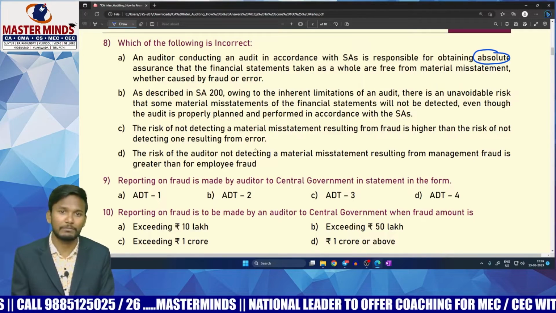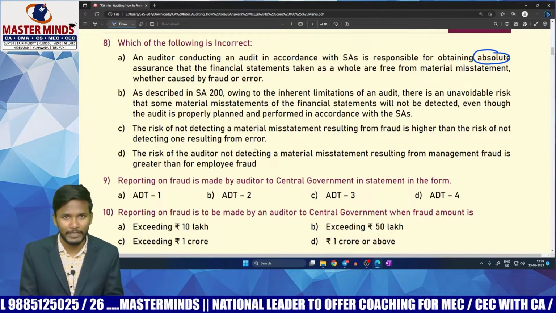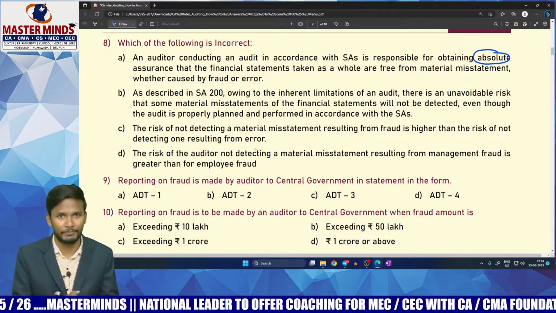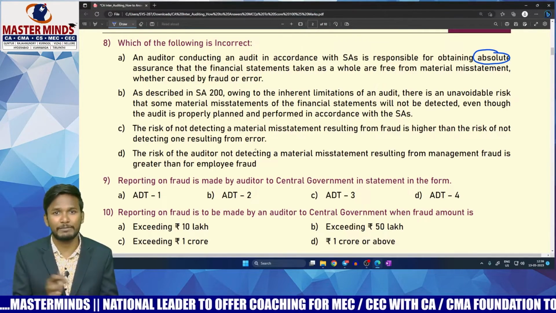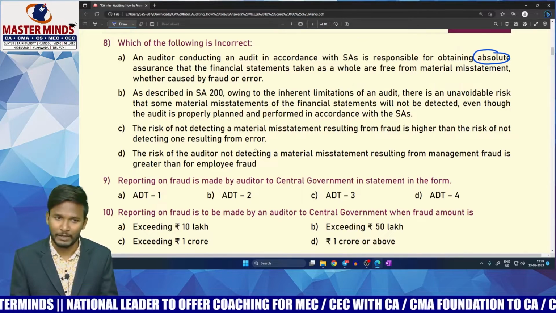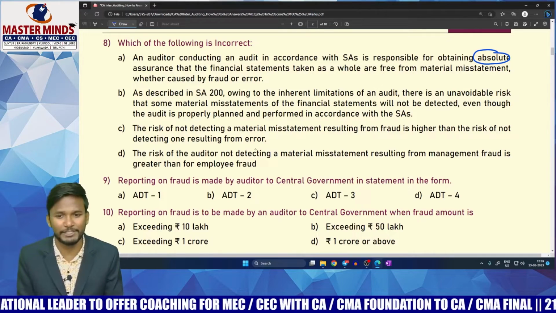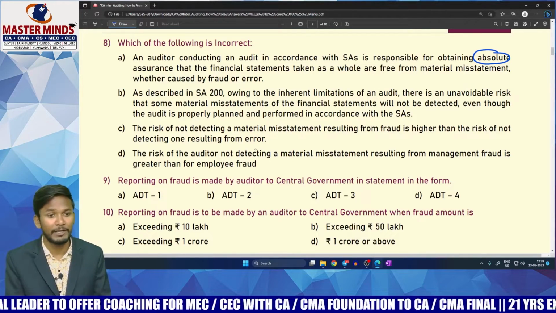Next. The risk of not detecting a material misstatement resulting from fraud is higher than the risk of not detecting from error. Obviously, if fraud is being done, they are not going to simply do it. They are going to plan it foolproof. They'll be planning sophisticatedly. If the fraud is done by senior level management, it's more difficult. True statement only.